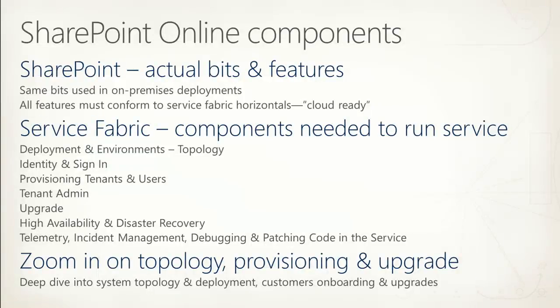The second part, and it's a critical component of SharePoint Online, and what we're going to talk about today largely, is the service fabric. It's a set of components that are required for us to run the service. They include multiple things, some of which are listed there: deploying our topology in different environments, identity and sign-in, provisioning of tenants, tenant admin, upgrade, high availability, disaster recovery, monitoring, you name it. We can't possibly cover all of them, so we're going to zero in on a few specific ones that cause a lot of the day-to-day operational churn for the service.